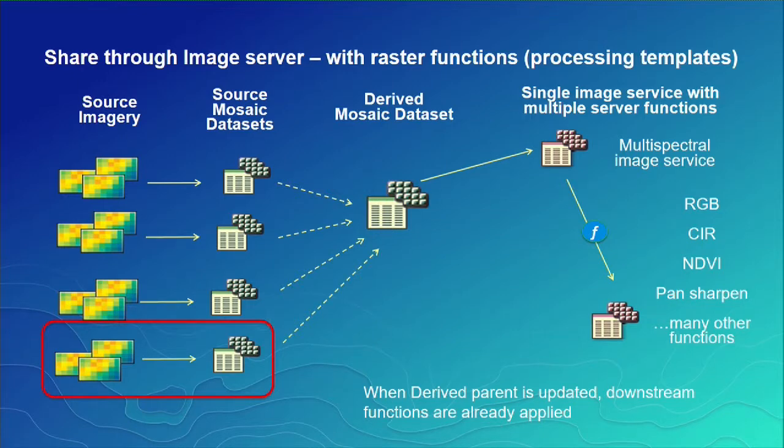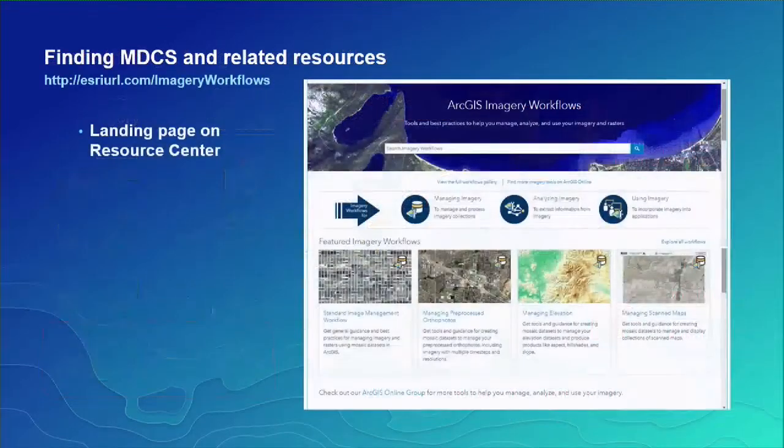Oh, and one other note, if you hadn't seen this before: the terminology we're using, calling it source mosaic and derived mosaic, is just a convention within our workflows team. If you look in the documentation, there may be a few references to that, but there's nothing in the software menus that says this is a source mosaic. That's just a convention for how we're managing things. So again, if you haven't seen this before, let me know.